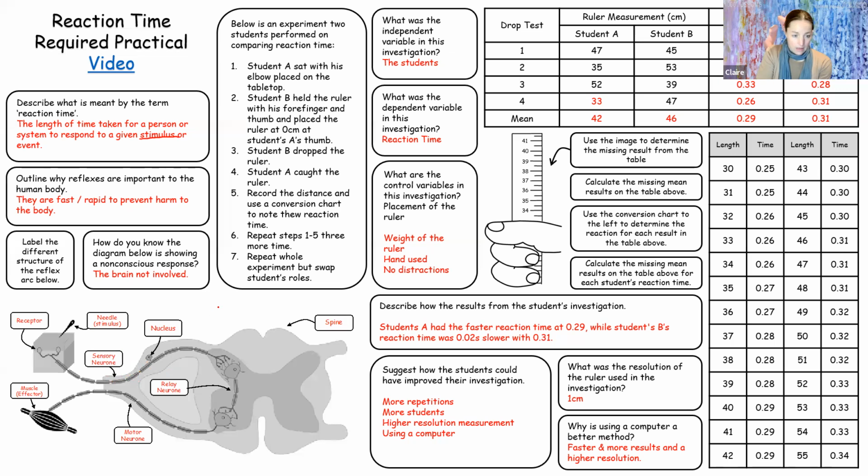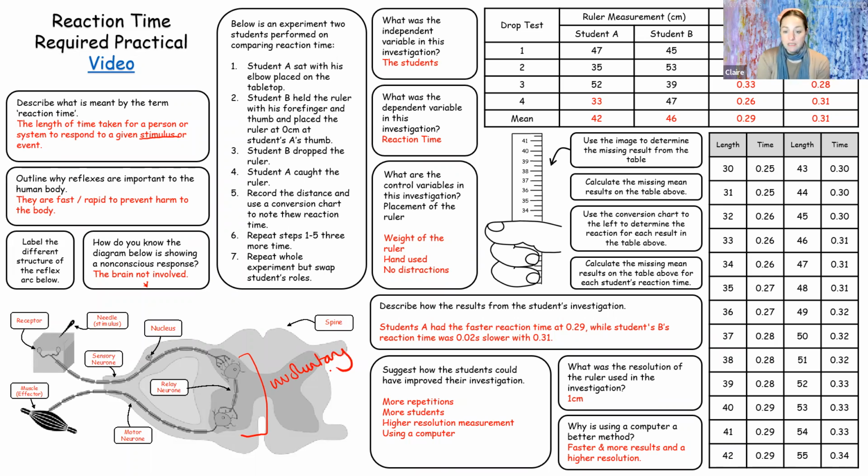Okay, how do you know the diagram below is showing a non-conscious response? This is what I've said before. The brain is not involved. The brain does get the message, but a little bit later. So when you see the relay neuron or anything like this, you know that is involuntary.